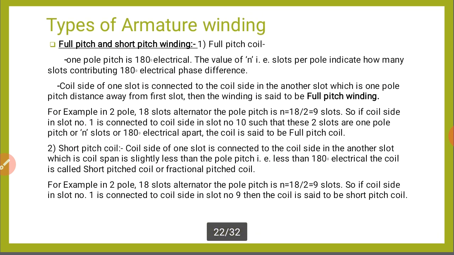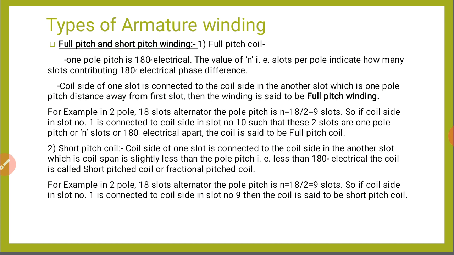Now we will see the short pitch coil. See, in a short pitch coil, the coil side of one slot is connected to the coil side of another slot, with the coil span slightly less than the pole pitch, that is less than 180 degree electrical. The coil is called a short pitch coil or a fractional pitch coil.